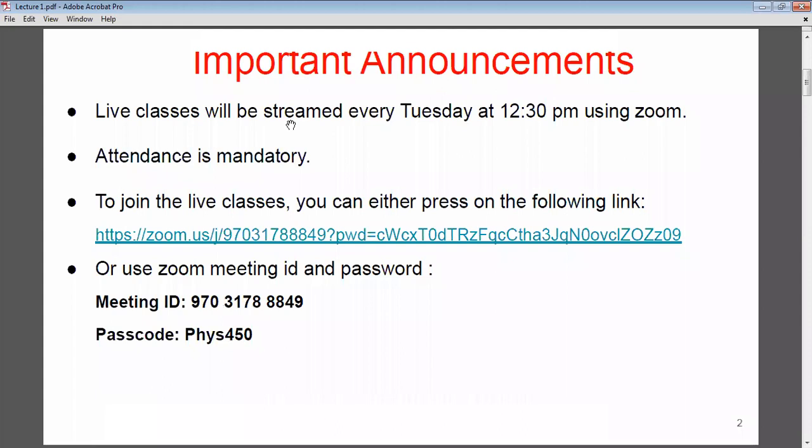Attendance of live classes is actually mandatory. So even if you have other reasons and you cannot attend classes, you have to make sure that you can attend 5, 6, 7 lectures throughout the course, because this will go into your participation grade, okay?